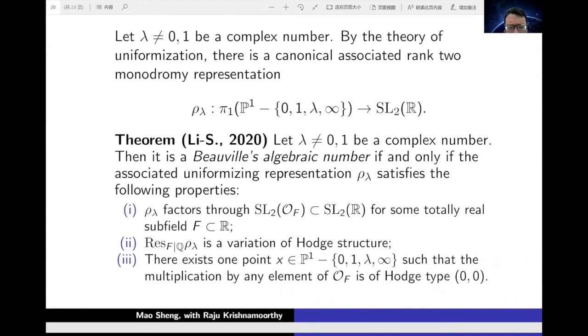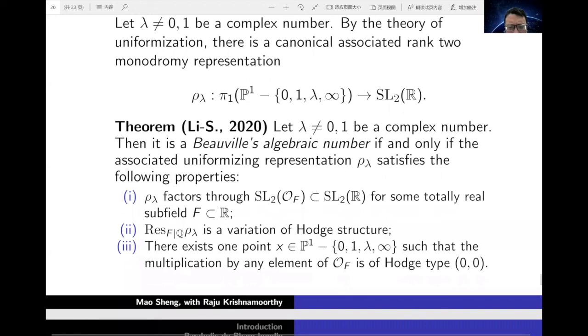So the first condition is that the rho lambda is a factor through some SL2 of O_F, where O_F is some totally real subfield F. And this rho lambda, considered as a Q global system, is VHS. And the last condition is at some point, this multiplication. Because this is an O_F local system, you have a multiplication by O_F. So I require this is a Hodge at one point. And then they claim this is equivalent.